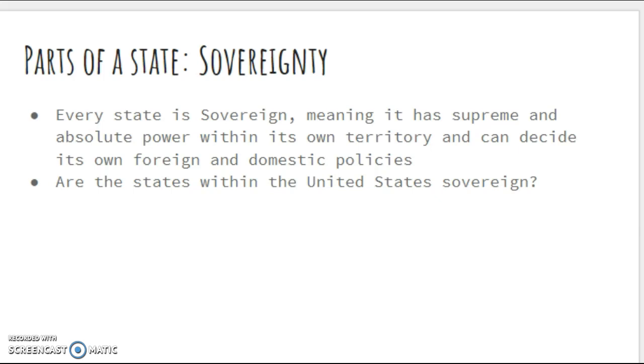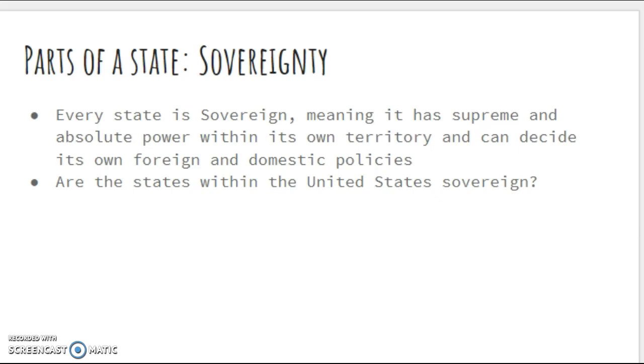Are the states within the United States technically sovereign? So the answer to this question would be technically no. The states of the United States are not sovereign because they are subordinate. They are subordinate to the Constitution of the United States. They cannot make their own decisions in some cases with some things.